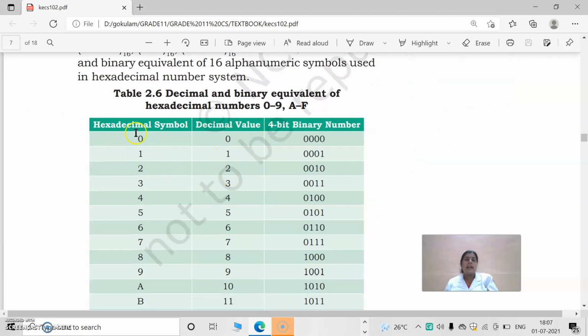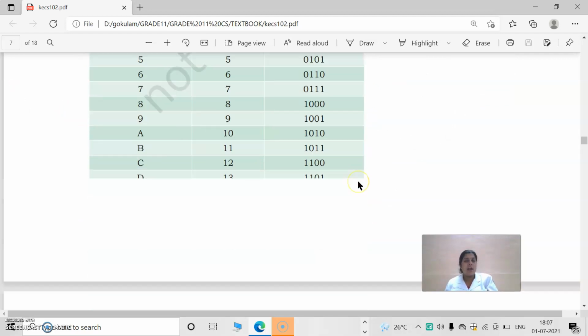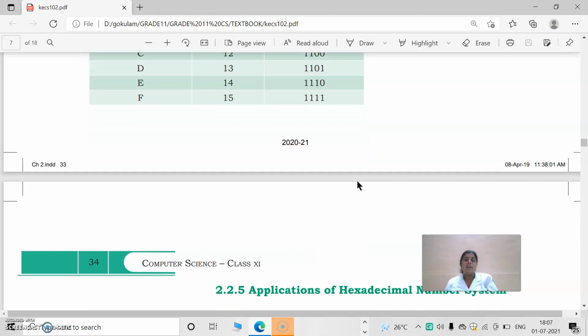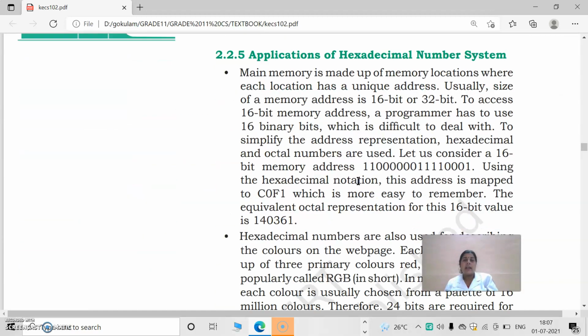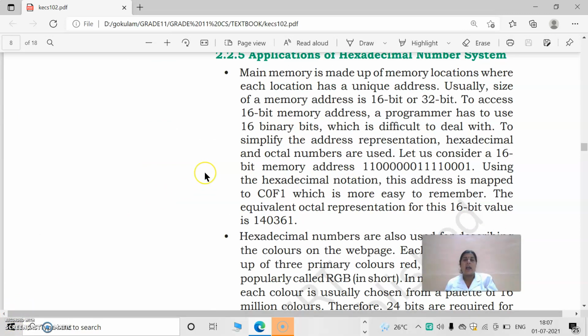So these are the hexadecimal symbol, decimal value and 4-bit binary number. This will be studied in the next topic. Then the next topic is applications of the hexadecimal number system.